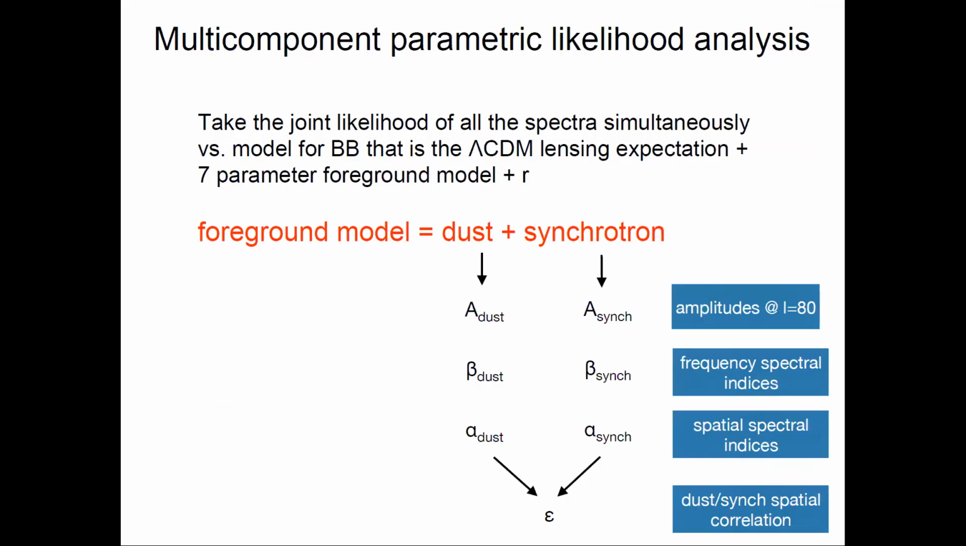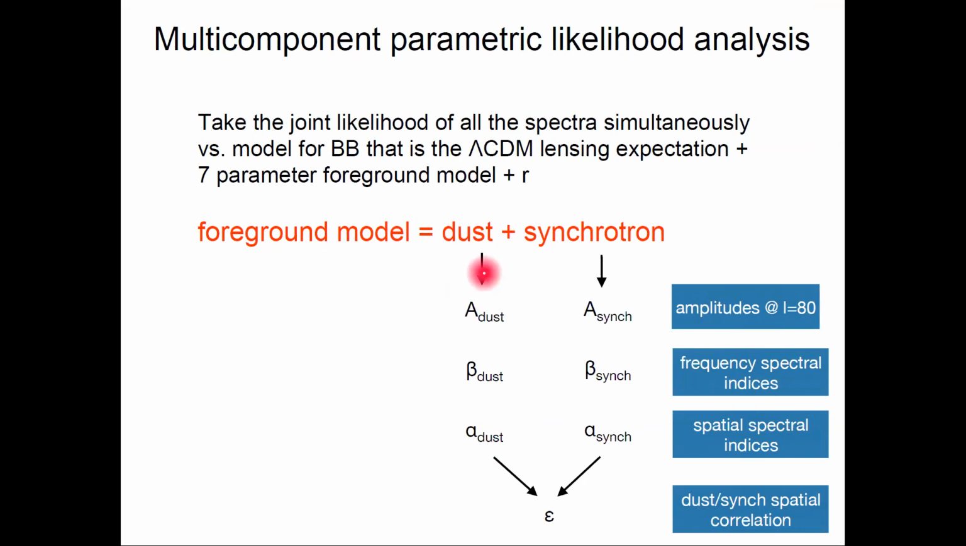But I'll come back to some zoom-ins on particular bits of that plot in a moment. So we then need to confront the data with a model. We're doing that in a rather simplistic way. We have a parametric multi-component model that contains the lambda CDM lensing expectation, plus 7 parameters to describe the foregrounds, plus potentially r, the thing that we're looking for.